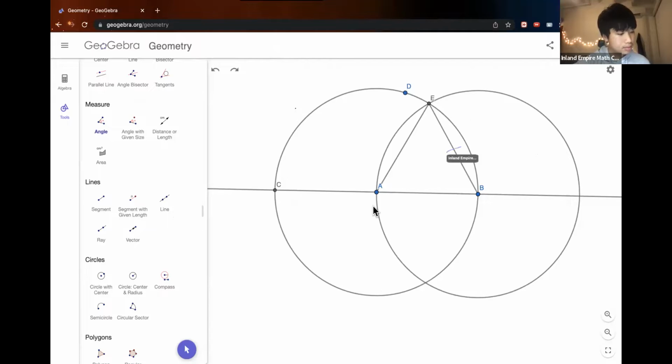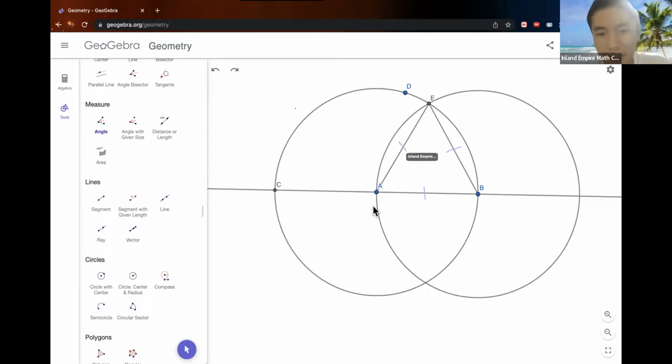So BE and BA are the same length. And now when you look at circle A, E and B are points on circle A, which means AE and AB are the same length. And so we just proved that the three sides of the triangle are completely equal, which means that by definition it's equilateral. Does that proof make sense to everyone? Does anyone have any questions?